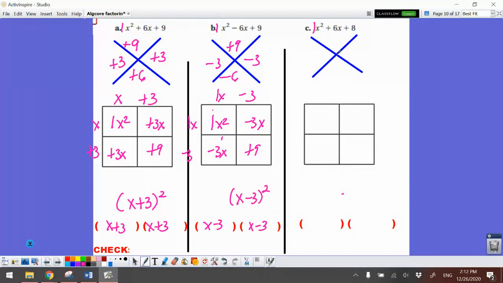Okay, 1 times 8 is 8, positive 6, positive 4, and a positive 2. So positive 4x, positive 2x, positive 8, and my 1x squared. Here I can take out a positive 4, and I can take out an x and an x and a positive 2. So I'm left with x plus 4 and x plus 2.